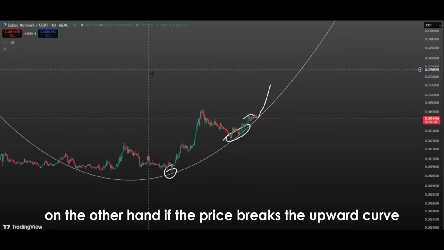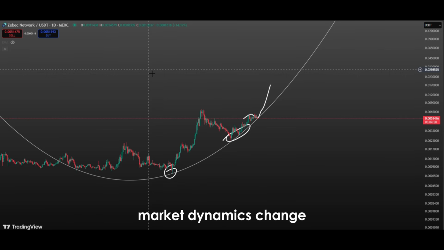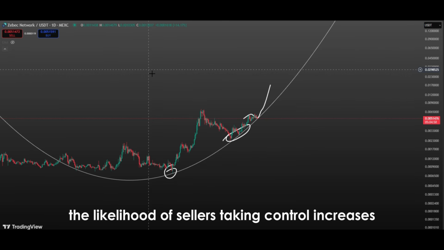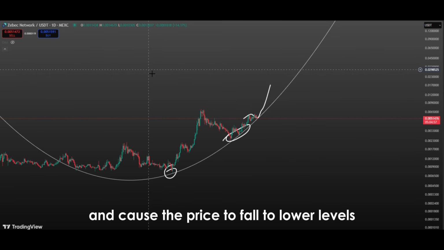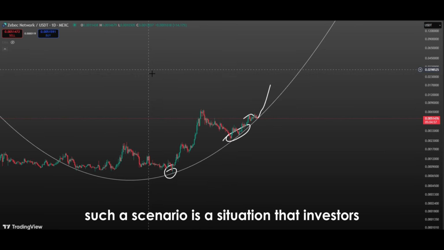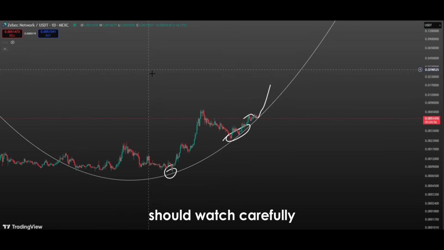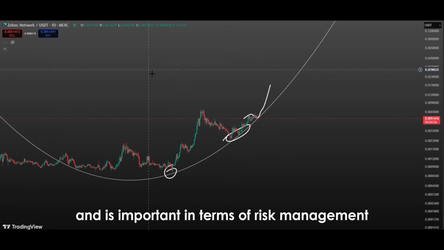On the other hand, if the price breaks the upward curve, market dynamics change. With the loss of the support level, the likelihood of sellers taking control increases. This may accelerate the downward movement, deepen selling, and cause the price to fall to lower levels. Such a scenario is a situation that investors should watch carefully and is important in terms of risk management.